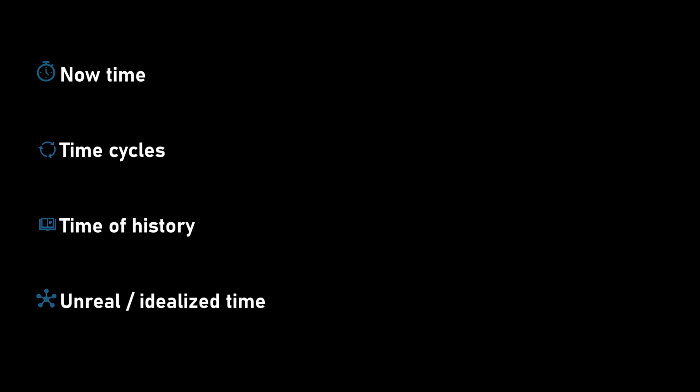So far we have talked about the physical time and the psychological time, but what we haven't talked about yet is the third interaction, which is the time that is actually displayed within the music. And here I found a really interesting paper by Simon Emmerson. It's a really short paper, so I recommend you check it out yourself as well. In short, the paper distinguishes 4 different types of time that can be displayed in music. There is now time, cycles, the time of history, and unreal or idealized time.